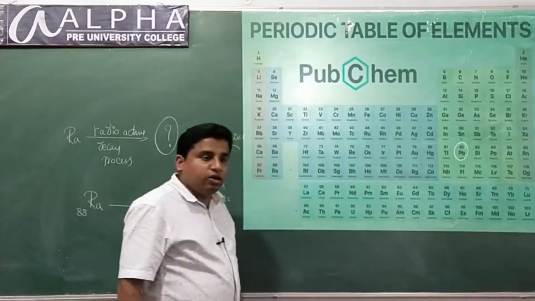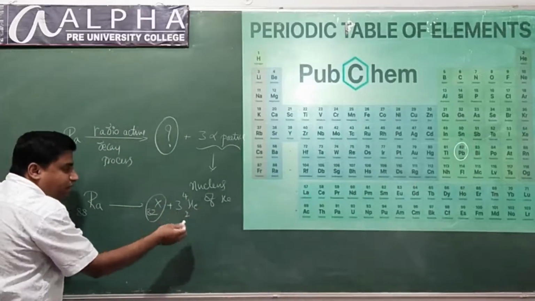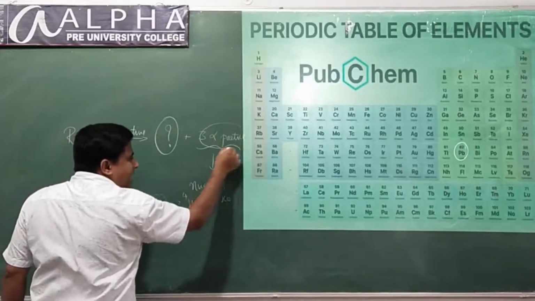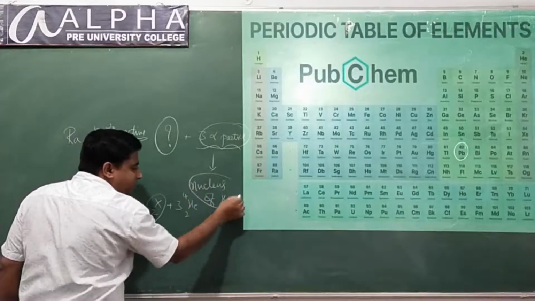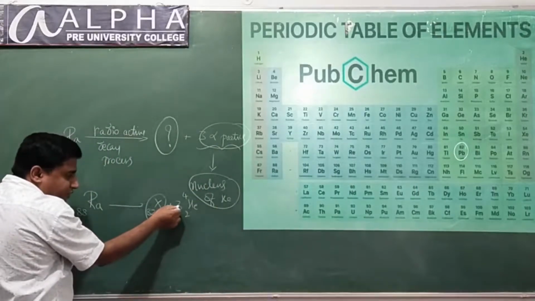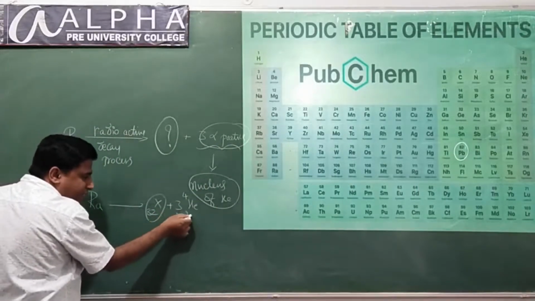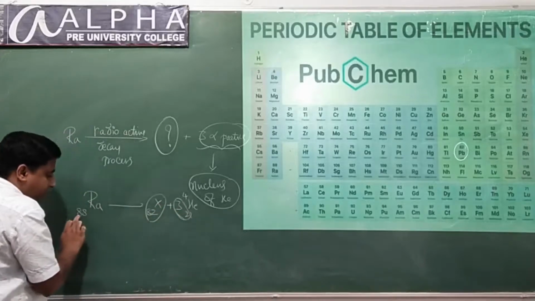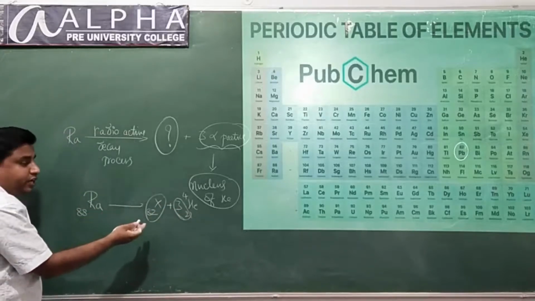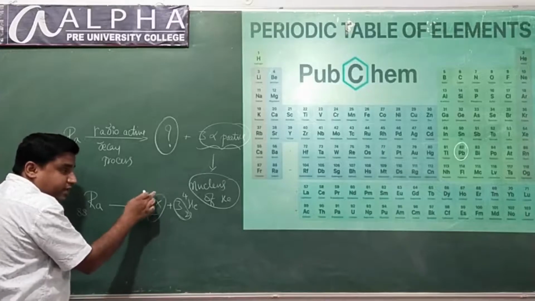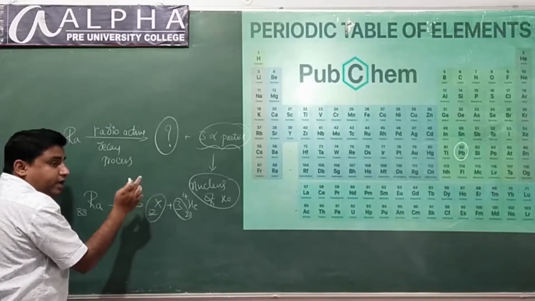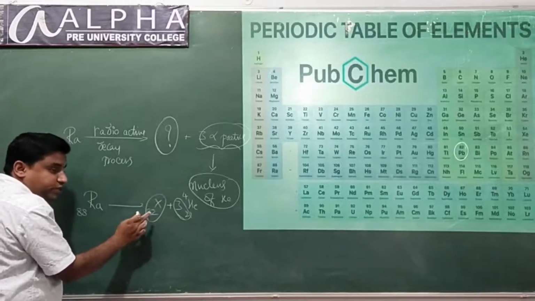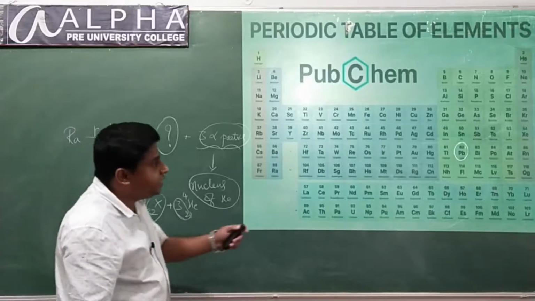So it is emitting 3 alpha particles. Please remember, alpha particles are nothing but nucleus of helium. It is emitting 3 alpha particles. That means the atomic number is reduced by how much? 6. 88 minus 6 is 82. So the resultant element will be the element with atomic number 82. Which is the element with atomic number 82? It is nothing but lead.